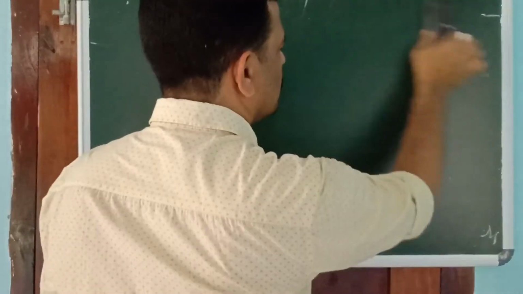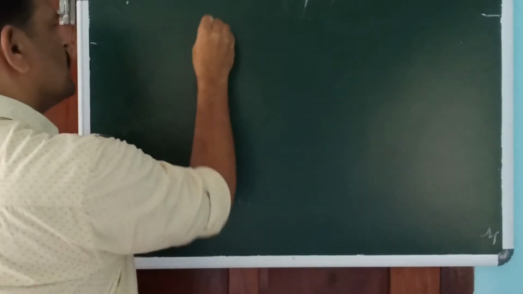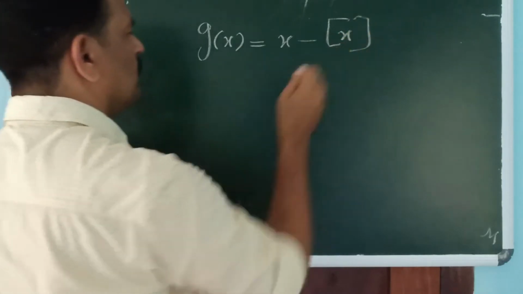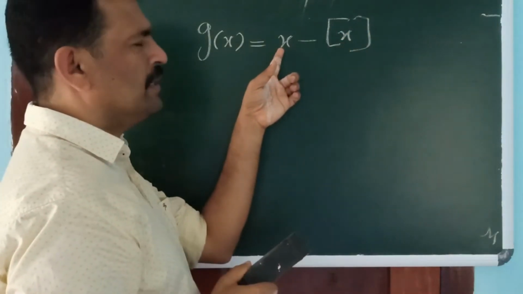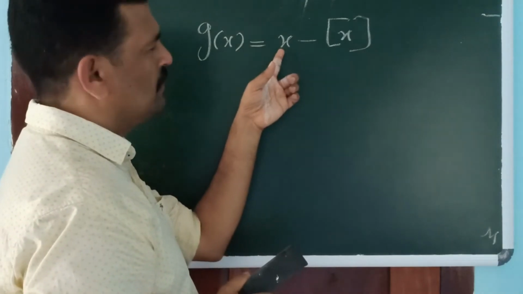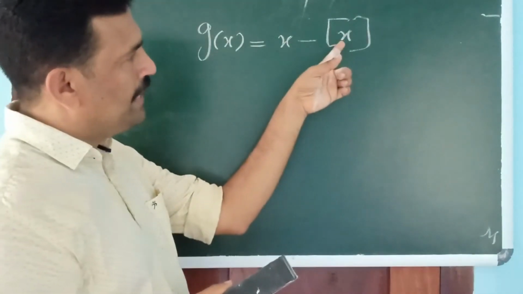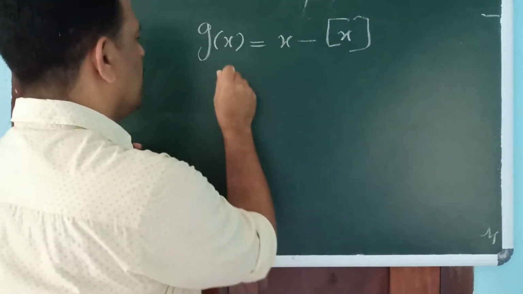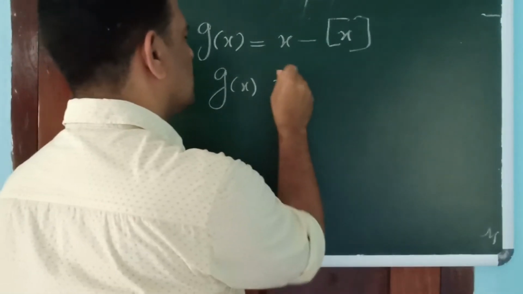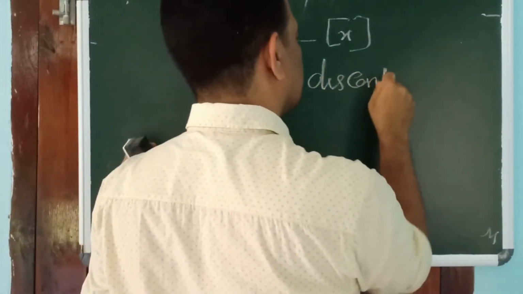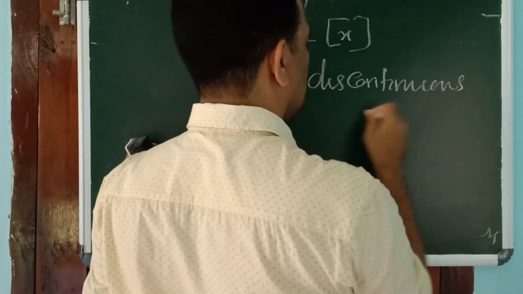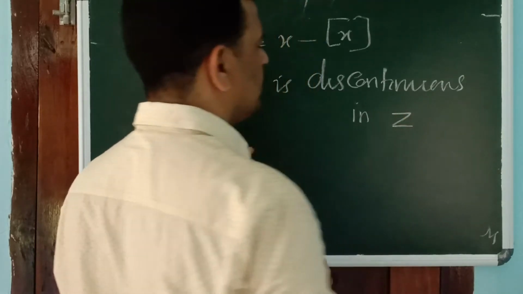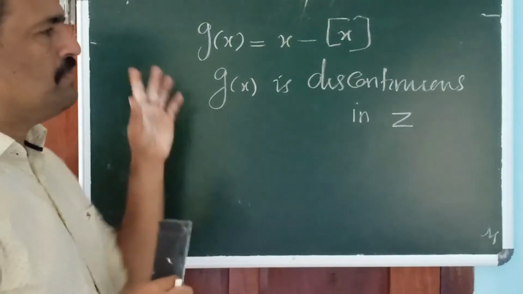The given function is f of x, that is equal to x minus greatest integer function x. Here we can see that the function x is continuous in the set of all integers, but the greatest integer function x is discontinuous in the set of all integers. Therefore, we can write f of x is discontinuous in the set of all integers. That means in Z. That is the first method.